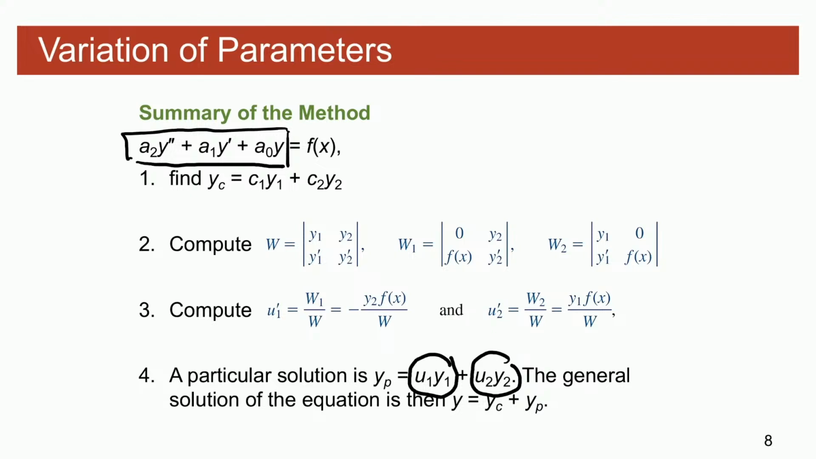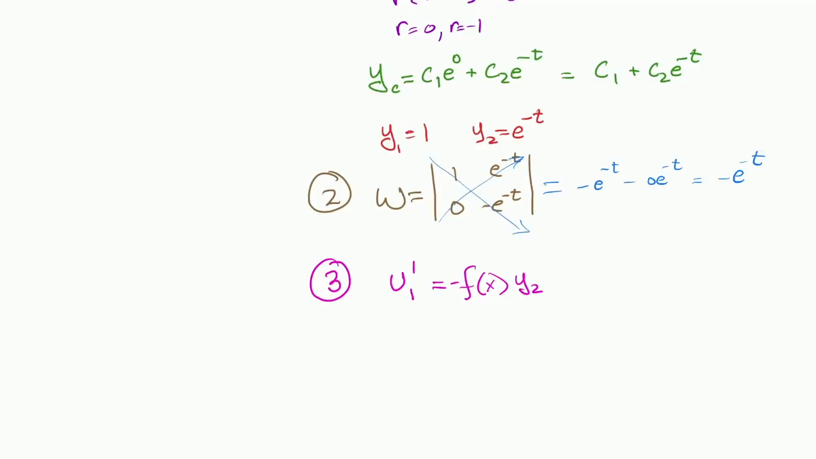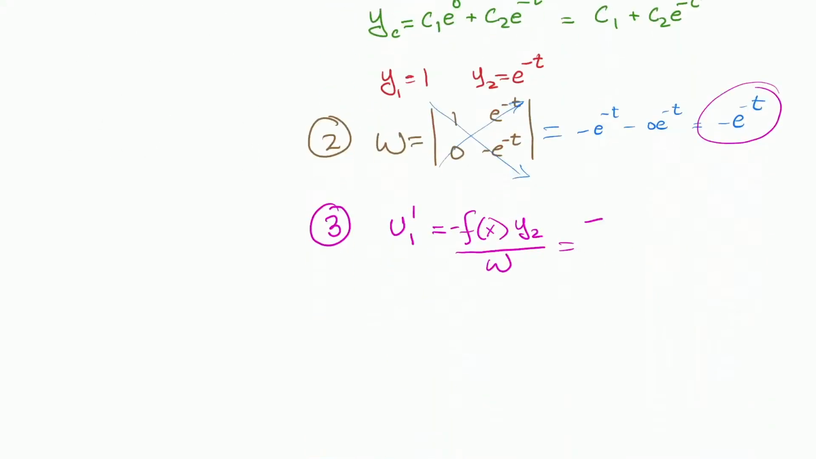So let's not bother with the determinant. Let's just cut right to that negative y2 times the function. And then we're going to divide this by the Wronskian, which is this number right here, or that expression. So this is going to be negative, where was my function, 2t? Negative 2t times y2, that's e to the negative t, all over the Wronskian, which is negative e to the negative t. And this is convenient because these cancel, and you're left with 2t.